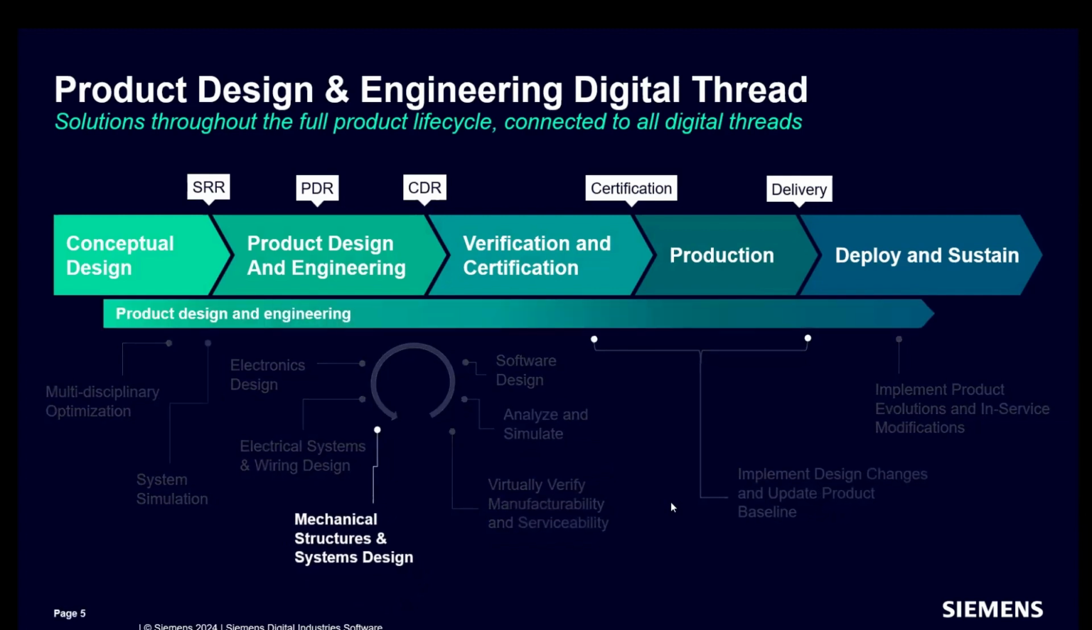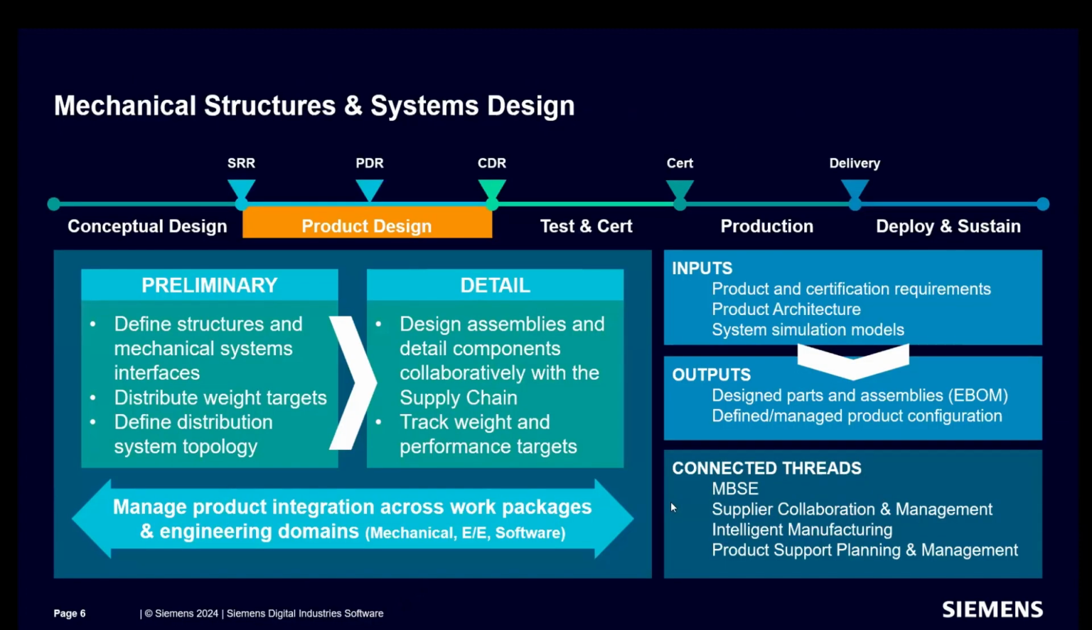So if we look at the mechanical structures and system design portion, in a typical workflow, you can center this right in the product design portion. And you're dealing with things like your preliminary inputs, which are defining your structures and mechanical systems interfaces. You're looking at your weight distribution. You're defining the distribution of the system topology. And then in the more detailed design, you're looking at assemblies and detailed components. You're tracking weights and performance targets, those types of things.